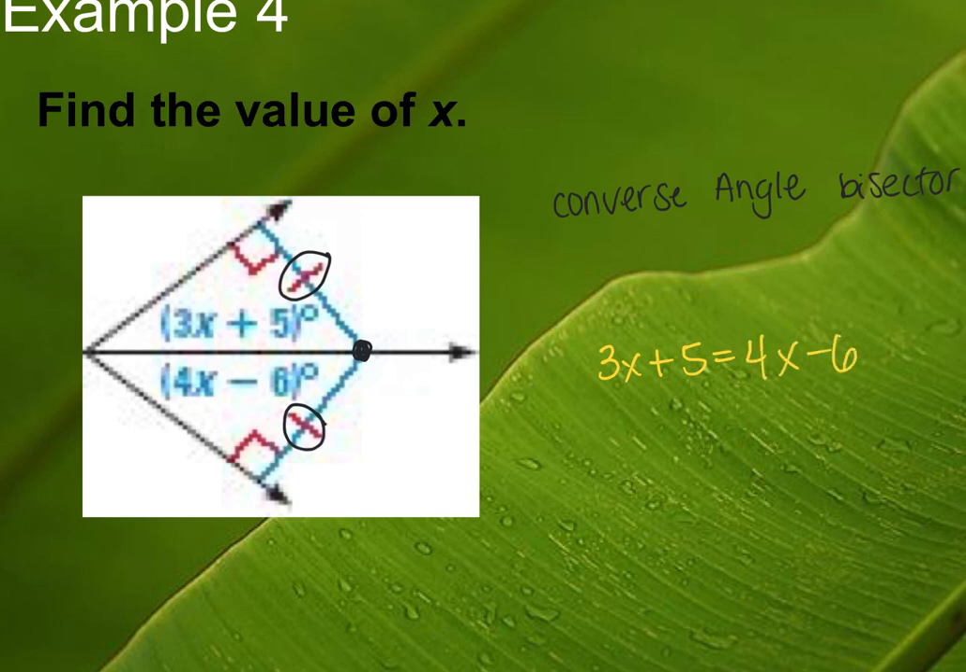Because we know that those distances are the same, this point has to lie on the angle bisector. So therefore, this angle needs to be congruent to this one. So 3x plus 5 equals 4x minus 6. You would just add 6 to both sides. You would get 3x plus 11 equals 4x. Subtract 3x, and you would get 11 equals x.